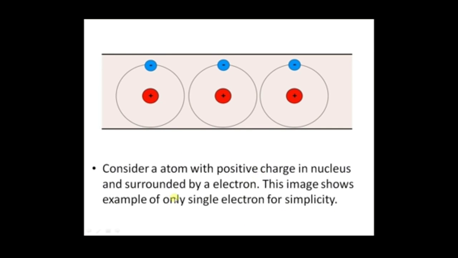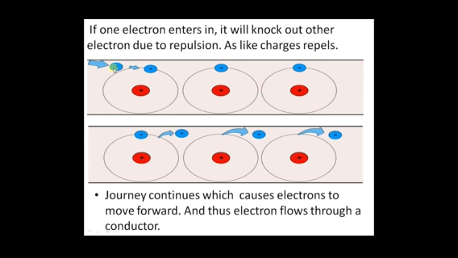Consider an atom with a positive charge in a nucleus and surrounded by an electron. This image shows an example of only a single electron for simplicity. Considering this one electron and just one atom, actually in a conductor there are many atoms and many electrons in it, but for simplicity we will only consider one atom with one electron. So if one electron is made to come near this electron, then they will repel each other and this electron will move or jump from here to here.